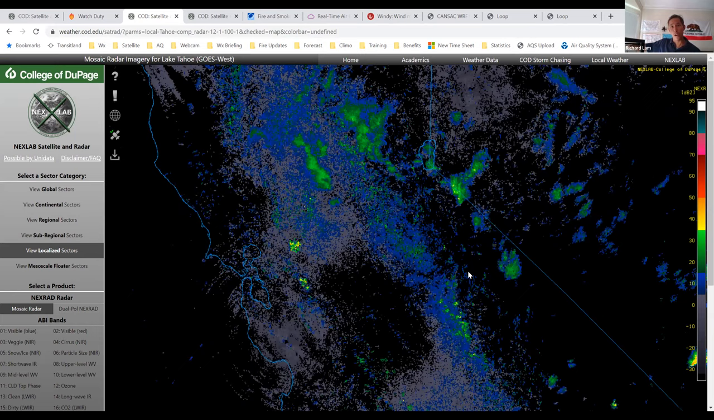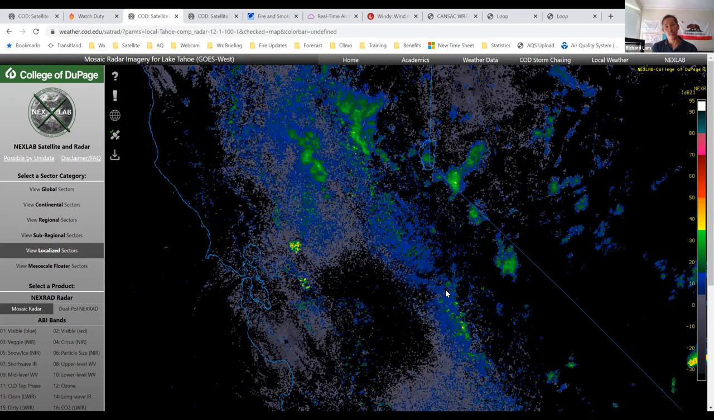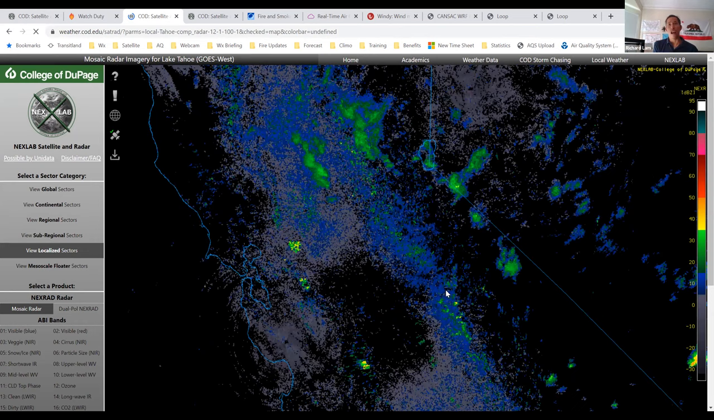So if the smoke is not getting up to 20,000 feet, we're not going to see it. So this may be a good thing for now, that there may not be any smoke right now, if the fire is not as active. But as the afternoon goes on, we'll start to see more smoke.